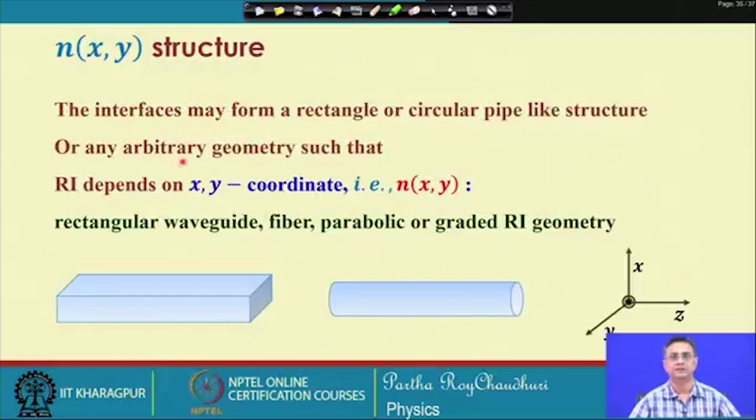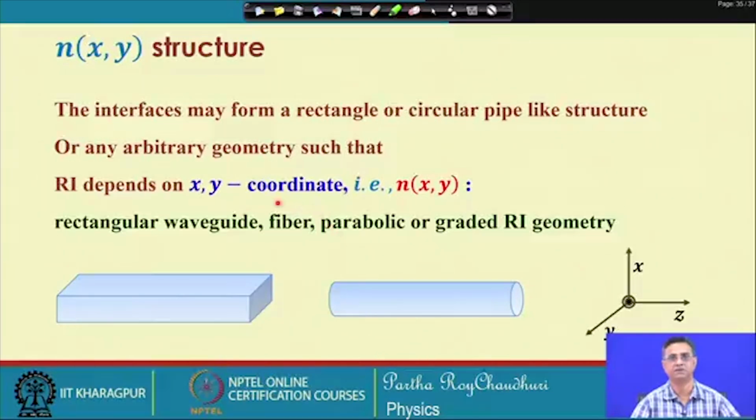Now, it is also possible that the interfaces may form a rectangle or a circular pipe like structure like this, that is you have a two dimensional confinement, not only are the interfaces along this direction, but also along this direction. So, in that case the wave will be confined in two dimensions. In this case this is a cylindrically symmetric structure, a pipe like structure.